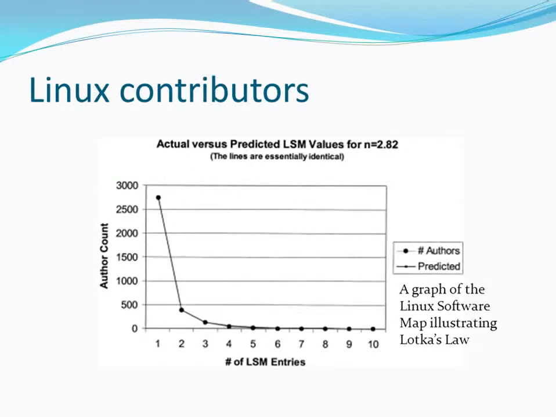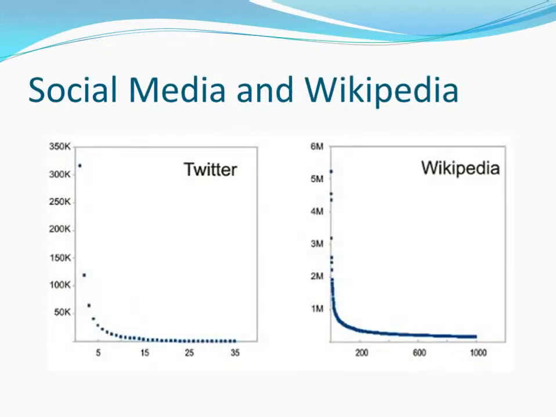Here's a graph for Linux contributors, a graph of the Linux software map illustrating Lotka's law. The Linux software map is the standard way that Linux contributors announce a contribution. So you can see that the distribution is essentially identical to the prediction made with Lotka's function. As the x-axis increases, the y-axis decreases.